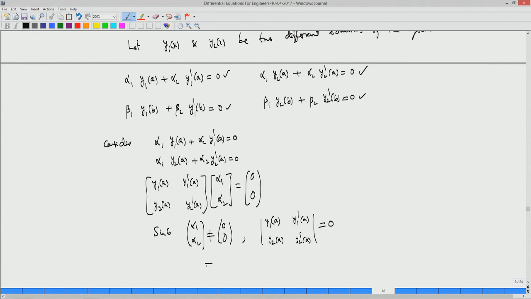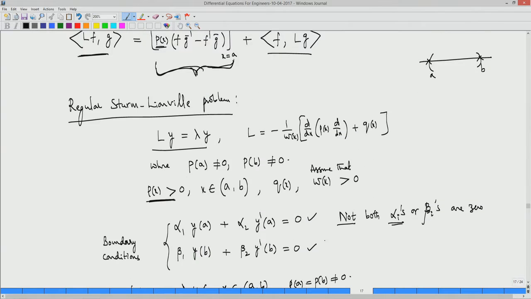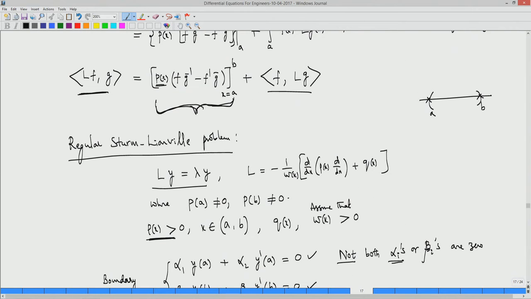We have this. So what is this determinant? This is nothing but y1 at a, y2 dash at a minus y1 dash at a, y2 at a. So this is equal to 0. So this is exactly what you have here. So P at a, the lower limit P at a, is anyway not 0, and what you have is f and g are two solutions of this system.